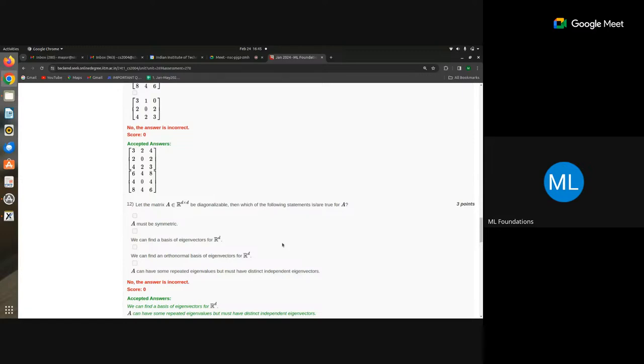The option B is: we can find a basis of eigenvectors for R^D. What does that mean? Or how do we find a basis of eigenvectors for R^D?